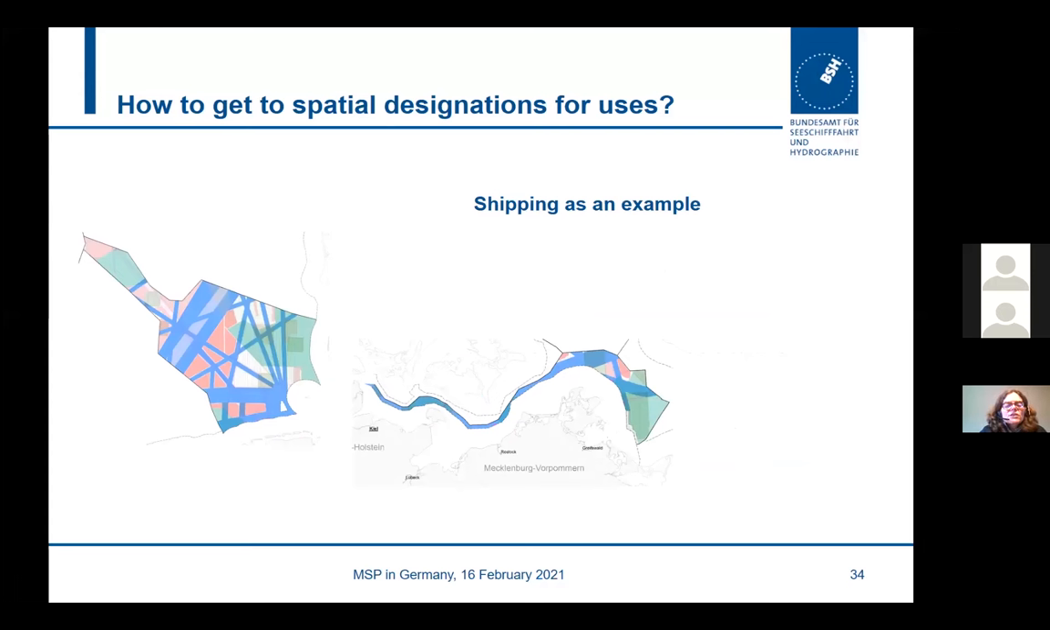So in addition to these general principles, how do we actually then end up with spatial designations for use? And I'm going to use shipping as an example to show you how that works. Next slide, please.